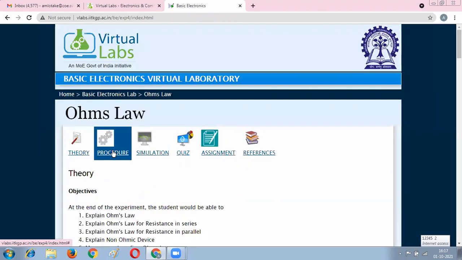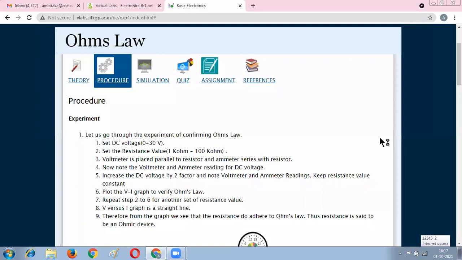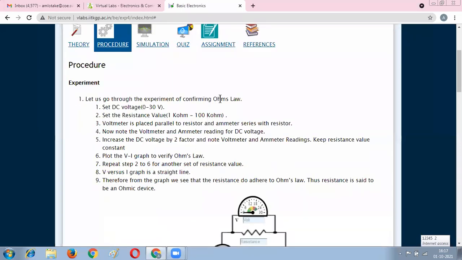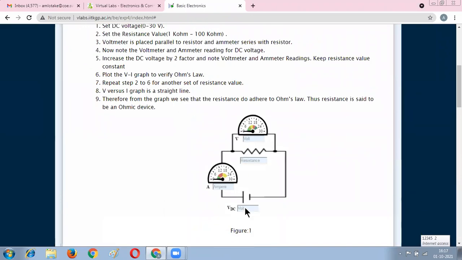The next is the procedure. If you go to the procedure, it is written here. The first step, when you want to verify Ohm's law: this is your experiment diagram. Whatever the DC voltage is there, you are going to set it to 0 to 30 volts. And the resistance value which is connected in series with that VDC will be between 1 kilo ohm to 100 kilo ohm.